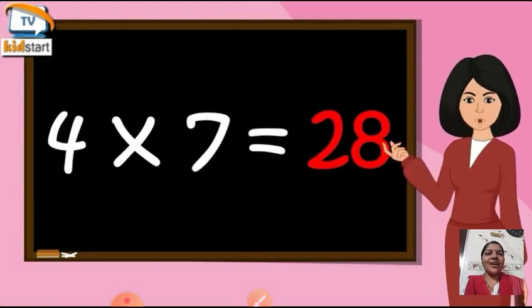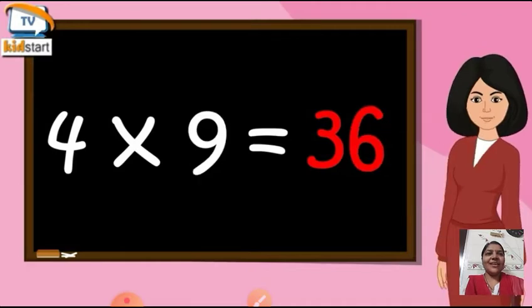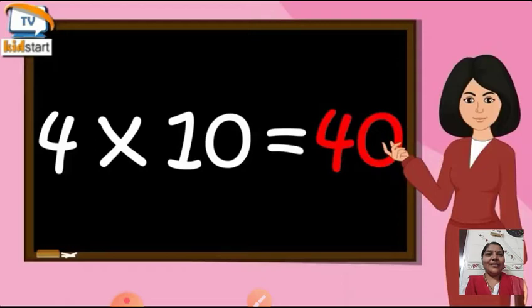4 sevens are 28. 4 eights are 32. 4 nines are 36. 4 tens are 40. I hope children you all are understanding table of 4.